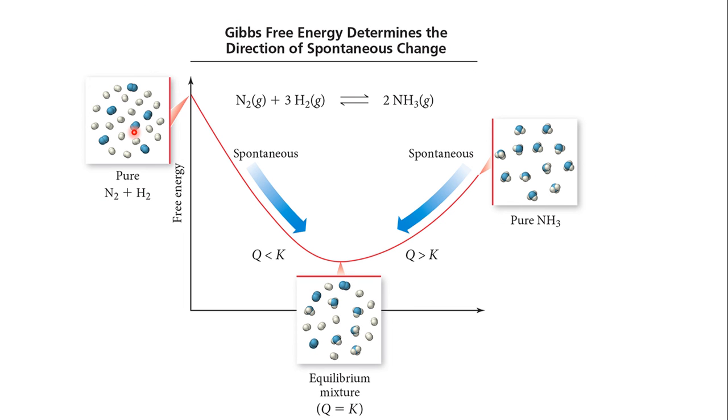And we can look at this in terms of K and Q. When Q is less than K, we're going from reactants to products. Delta G will be negative there. If Q is greater than K, we're going from products to reactants. Here, delta G will be negative in that process because both of these processes are spontaneous.